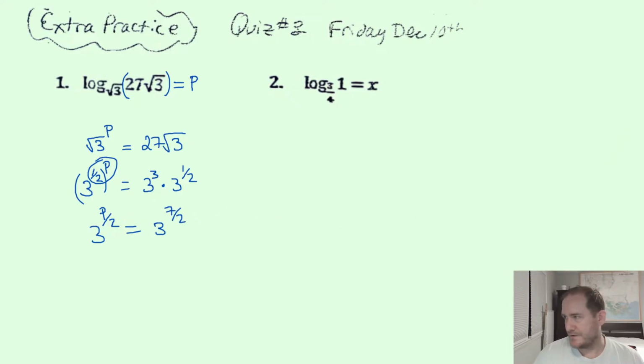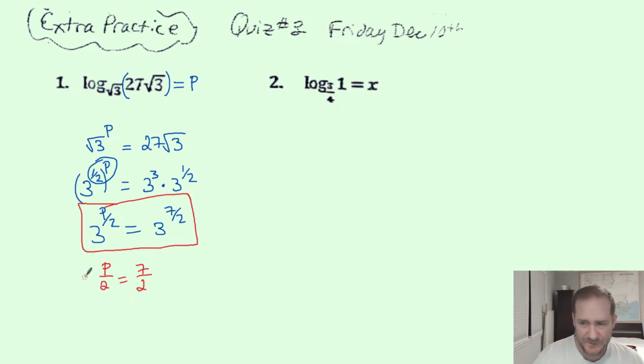At which point you can say that if these things are truly equal, and the bases are equal, then the powers must be equal. So p over 2 has to equal 7 over 2. Then multiply through by 2 to get the 2s to cancel, and you get p equals 7. And that is how you solve that.